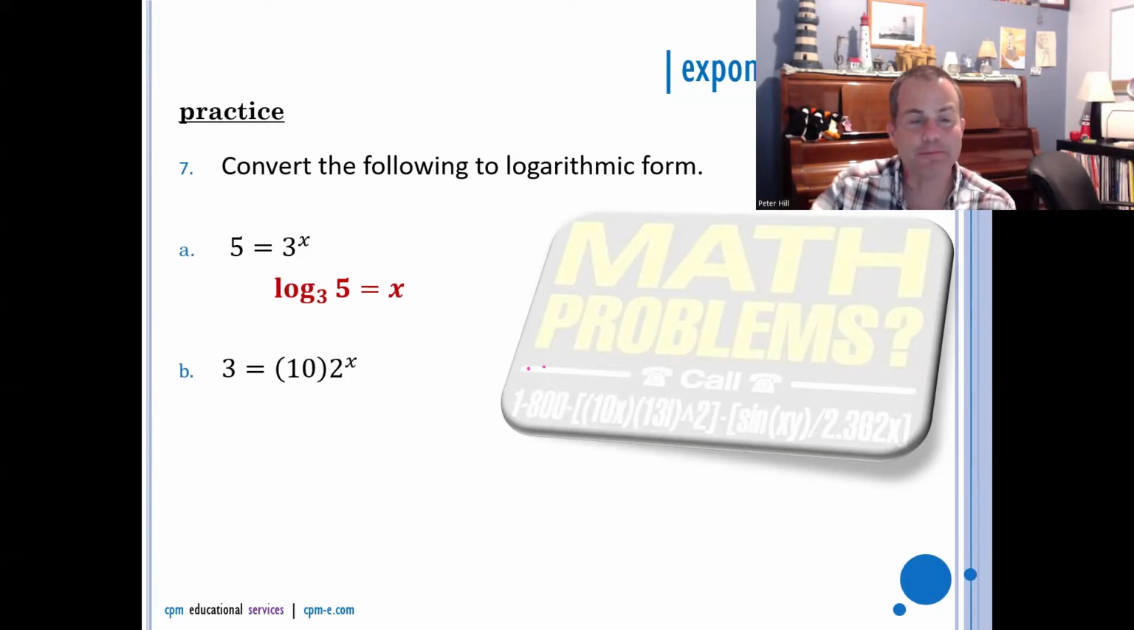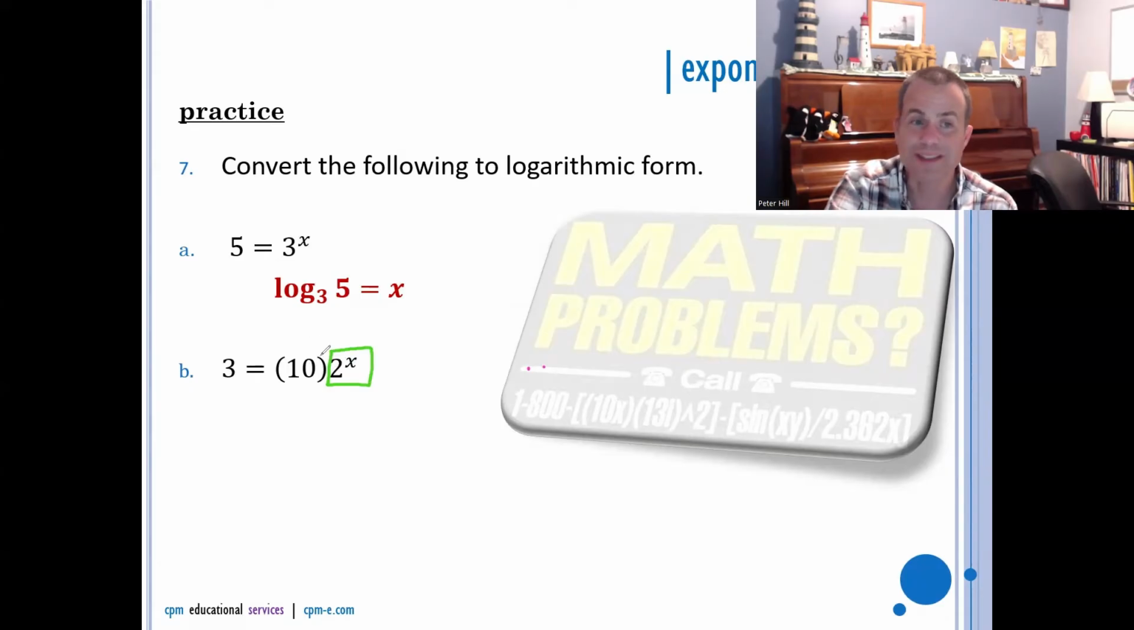And then in B, again, the 10 is kind of in the way. Rookie mistake, I see lots of kids multiply the 10 and the 2 together. You can't multiply this 10 and 2 together because by order of operations, the exponent has to be dealt with before the multiplication. So this guy and this guy have to remain separate.